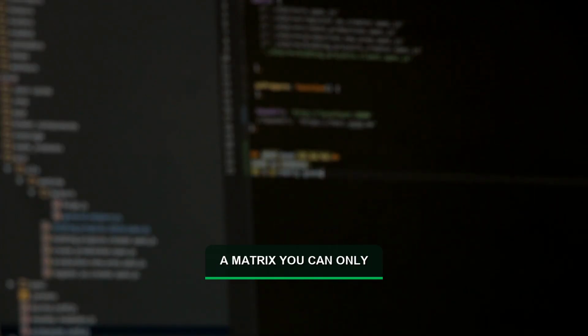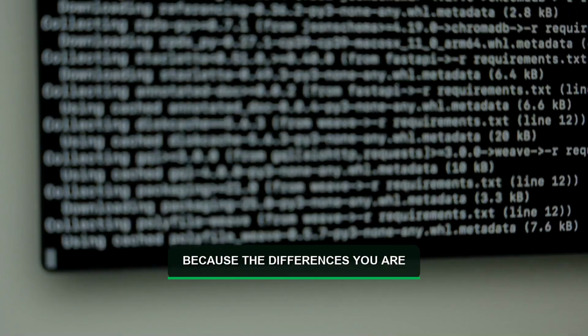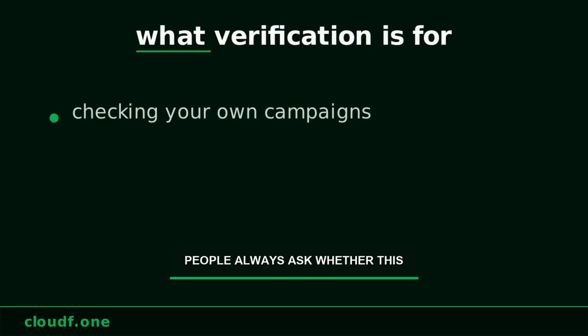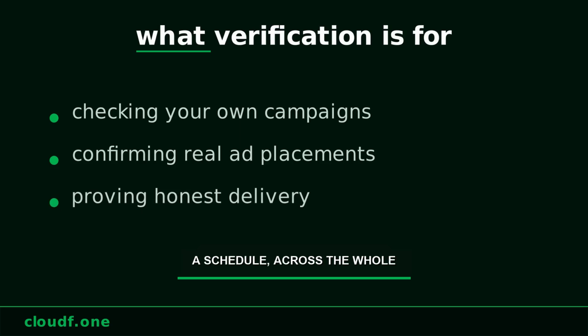That is a matrix you can only build out of genuine phones on genuine SIMs, because the differences you are hunting for are precisely the ones an emulator erases. People always ask whether this has to be done by hand, and the good news is it does not. Because a real cloud phone is reachable over ADB. You can point a script at it, open the app or the mobile site, capture the screen and log what served, on a schedule, across the whole fleet.